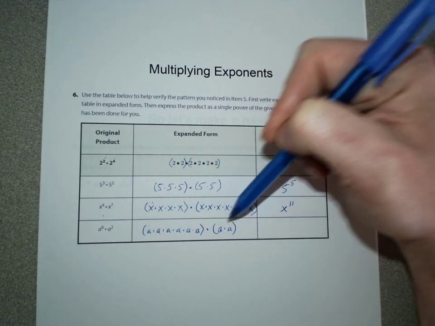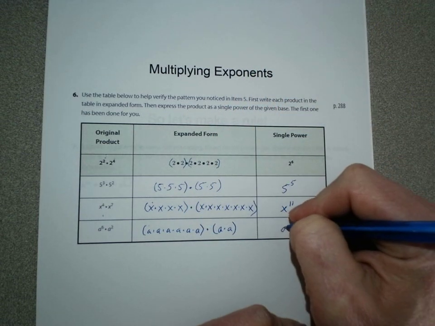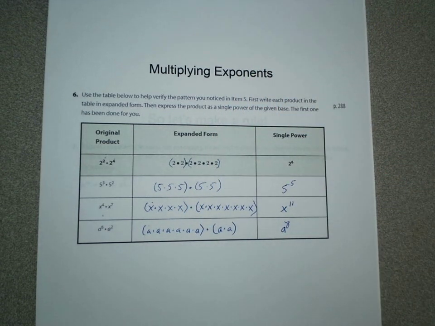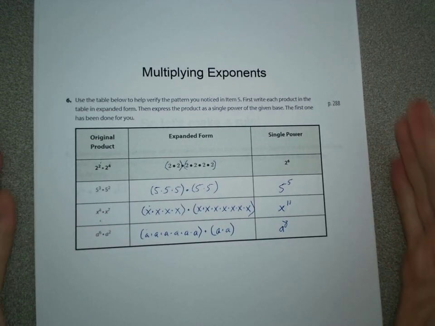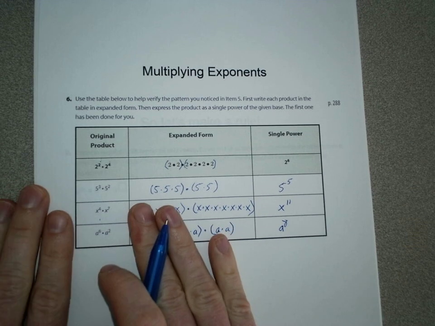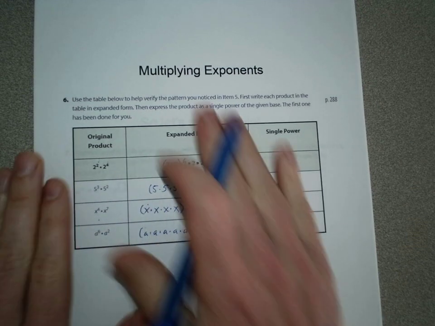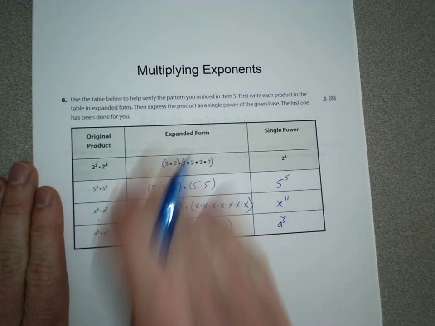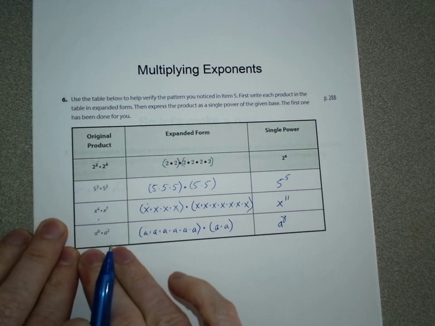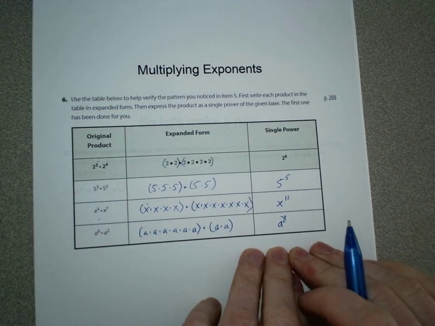We have 8 of them, so we have a to the 8th power. And the question right now is, do we notice something that's happening as we go from the original product and ignore the expanded form? I'm assuming you understand that that's more of an 8th grade concept. So what's happening as we go from the original product to the single power over here?